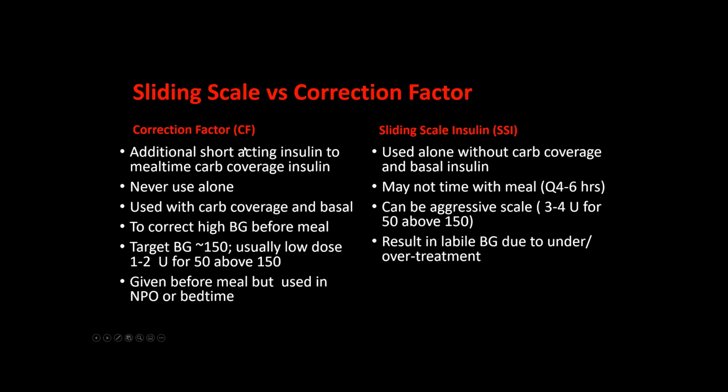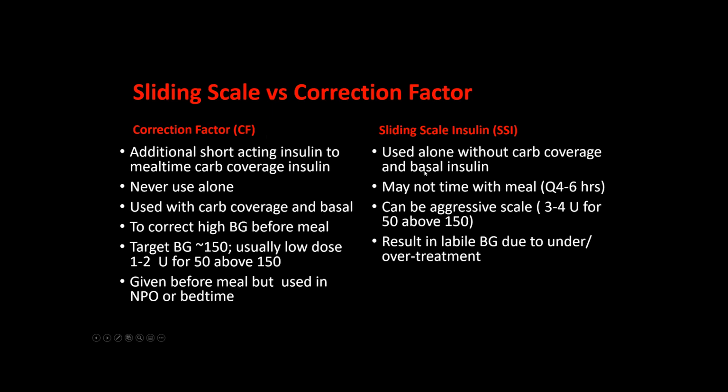This is the difference between the sliding scale and the correction factor. The correction factor is an additional short-acting insulin added to the mealtime carb coverage insulin. It's never used alone; it's usually used together with the carb coverage and basal insulin. It is to correct high blood sugar before they eat. Usually we target somewhere around 150, and we start with a low dose, 1 to 2 units for every 50 above 150. It's usually given before the meal, but sometimes you can give it at midnight or bedtime. I'm going to show you how it will be used.